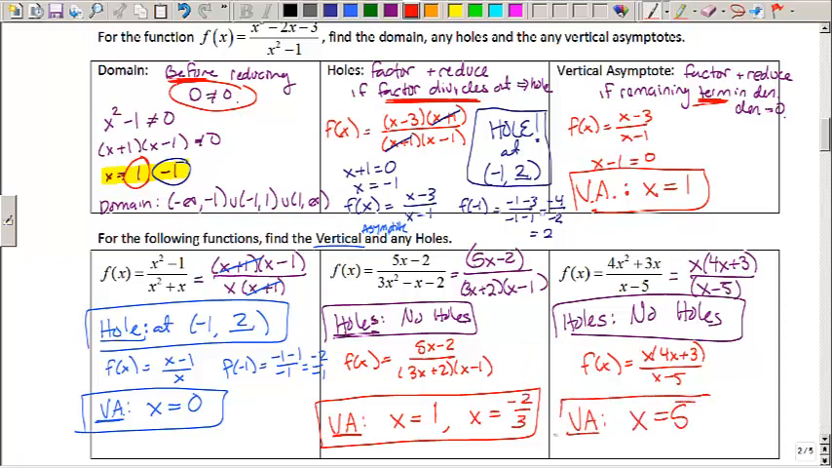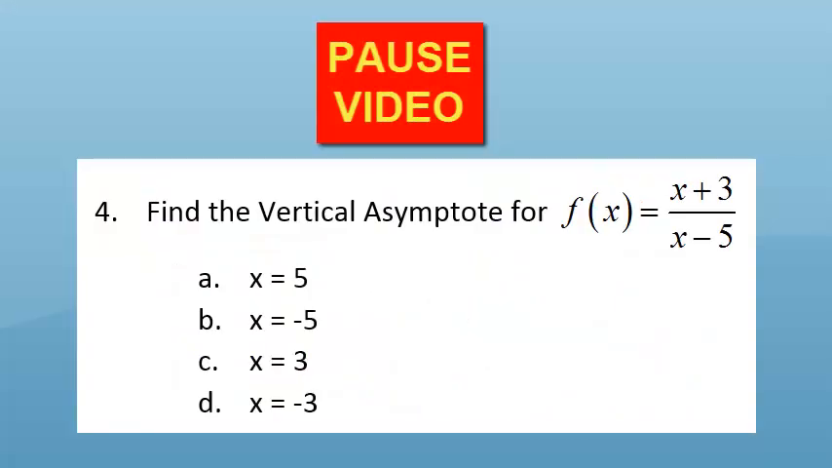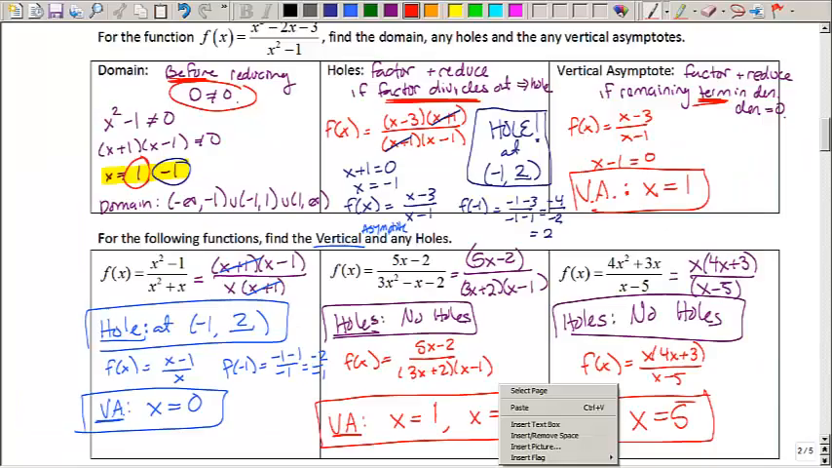Notice it's always x equals, because a vertical line is always written as x equals some number. So when you solve it, you leave the x there. Please don't just write 5. That's not a vertical line, that's a number. So that concludes our examples on vertical asymptotes and holes.